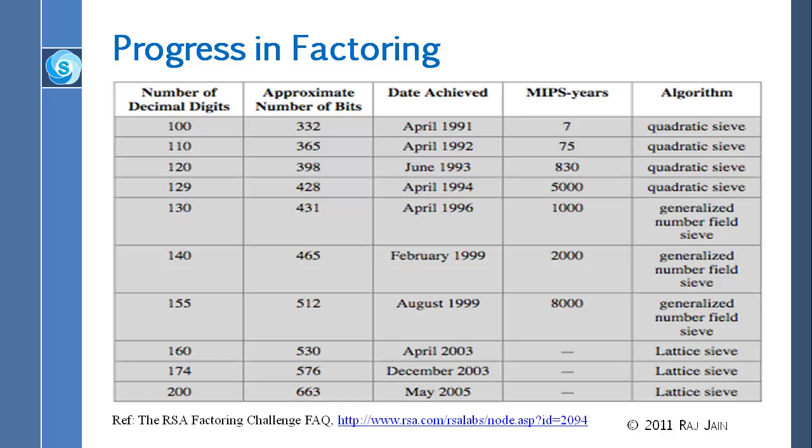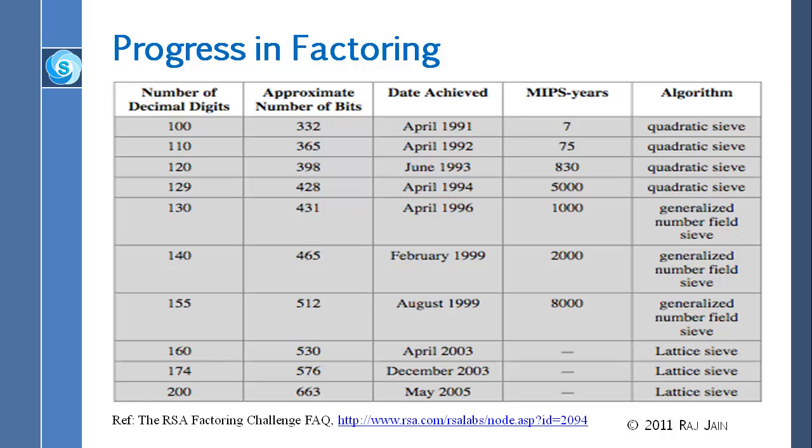And then 365, 398, 428, and it keeps going. The last one they did, since they have now stopped this whole challenge, was 663 bits, a 200 digit number, done using the lattice sieve method. What this method is doesn't really matter to us. What matters is that slowly we are getting there. So if you use anything less than 663 bits today, you will be considered weak. And if you want to read all about it, it's all online.